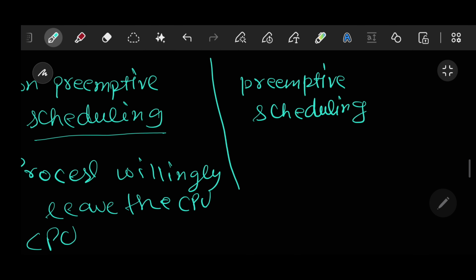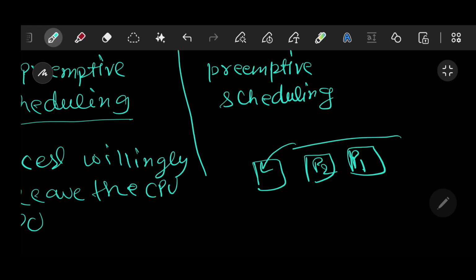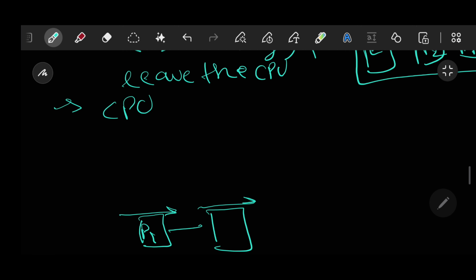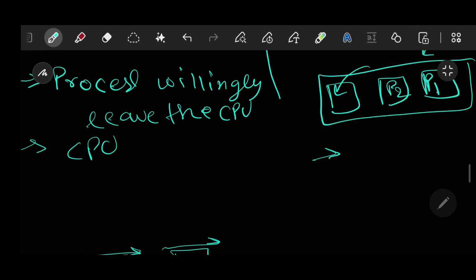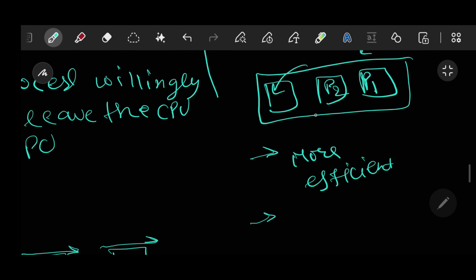And in preemptive scheduling, if P1 is running and it is waiting for input, then P2 will enter, and then again P1 will come. That is how things work in preemptive scheduling. Whereas in non-preemptive scheduling, first P1 will complete, and then P2 will run. So basically, preemptive scheduling is more efficient. For example, if a process with higher priority arrives, it will run first, and then the other processes.